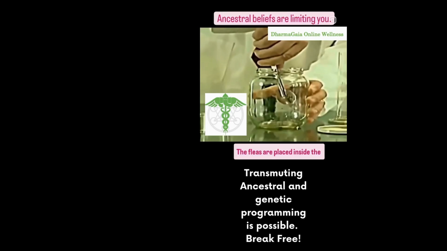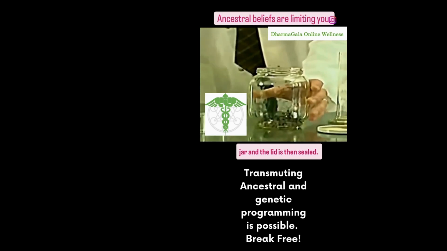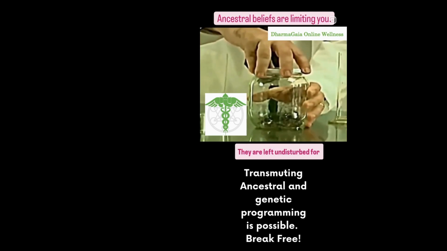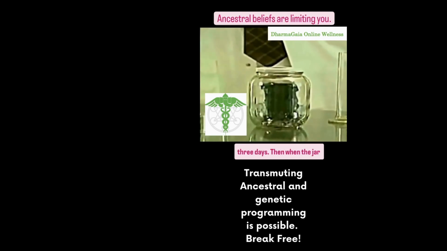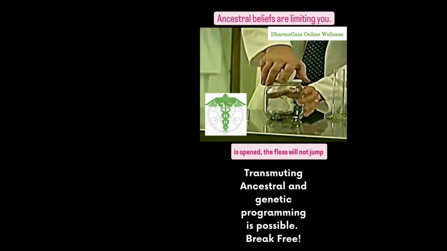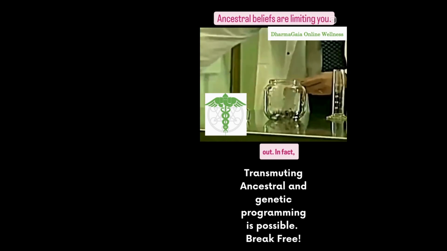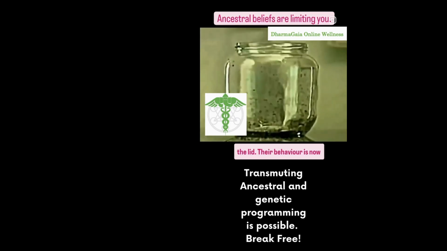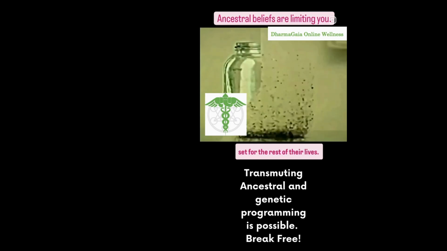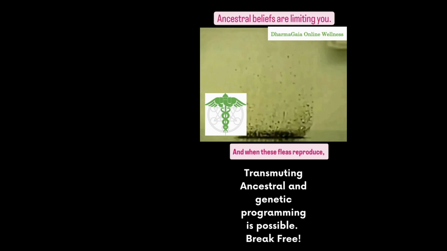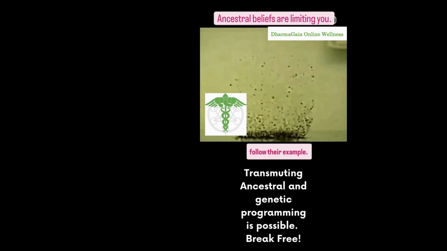The fleas are placed inside the jar and the lid is then sealed. They are left undisturbed for 3 days. Then, when the jar is opened, the fleas will not jump out. In fact, the fleas will never jump higher than the level set by the lid. Their behaviour is now set for the rest of their lives. And when these fleas reproduce, their offspring will automatically follow their example.